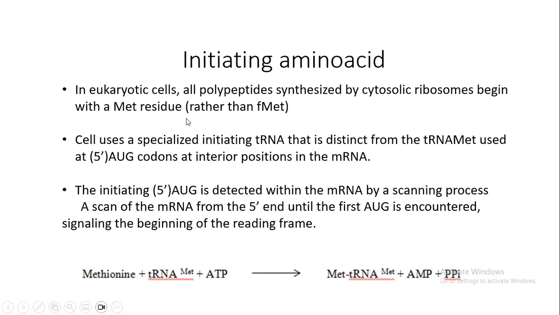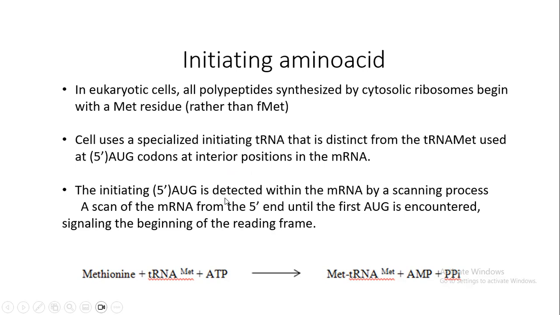So the initiating amino acid is methionine in case of eukaryotes. If you remember, in case of prokaryotes, the initiating amino acid is a modified methionine, that is formylated methionine. In case of eukaryotes, we just have normal methionine. The cell uses a specialized initiating transfer RNA that is distinct from the transfer RNA methionine that is used at the internal AUG codons in the messenger RNA.